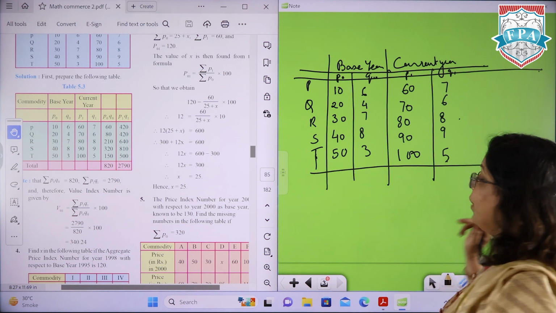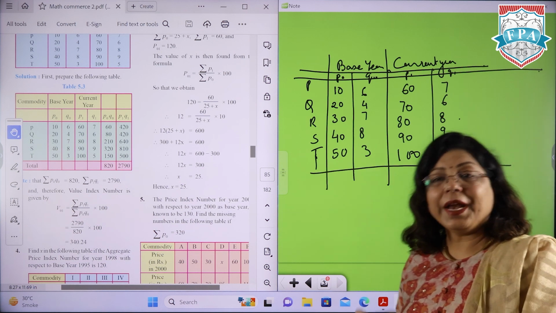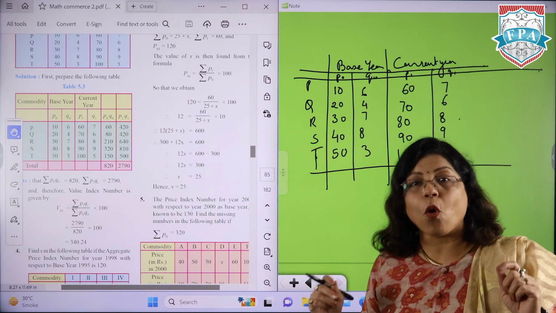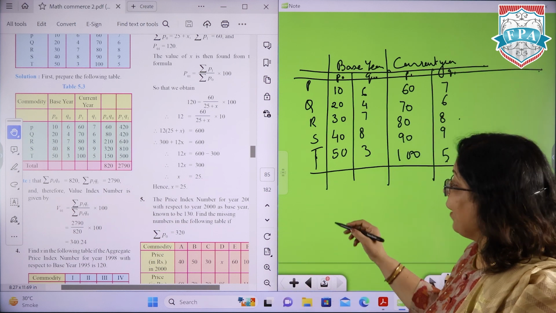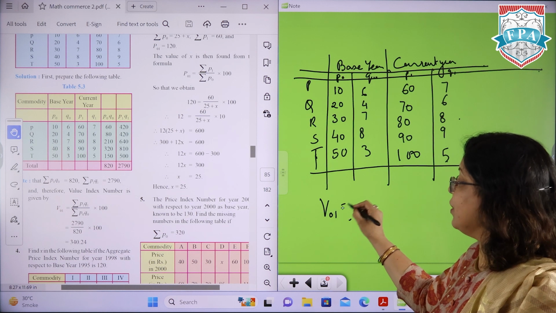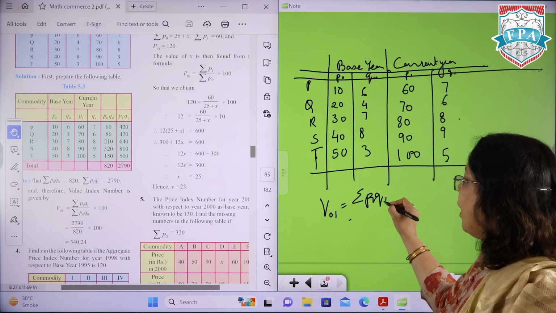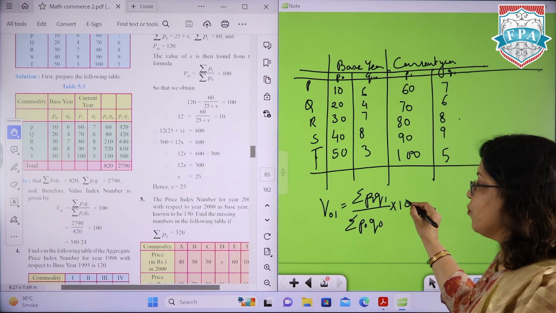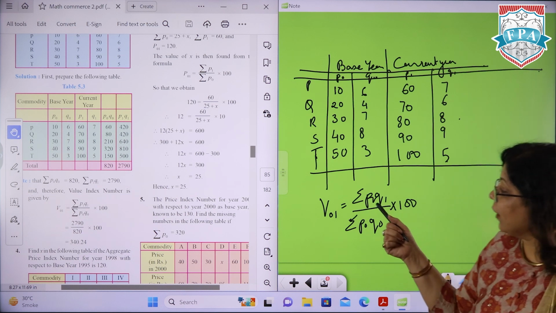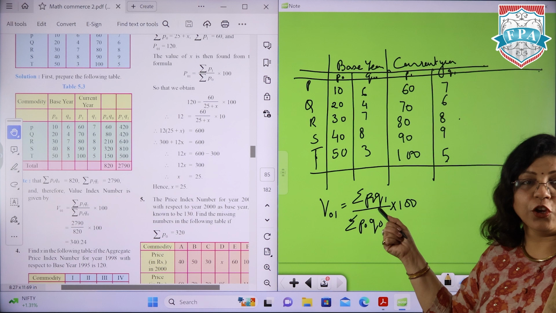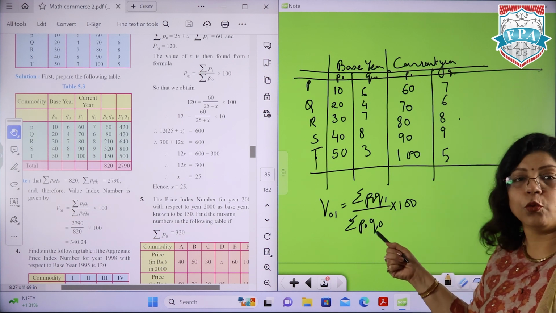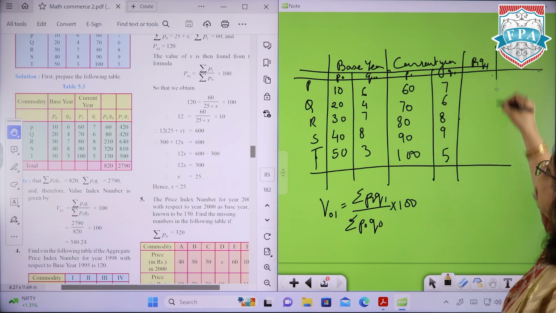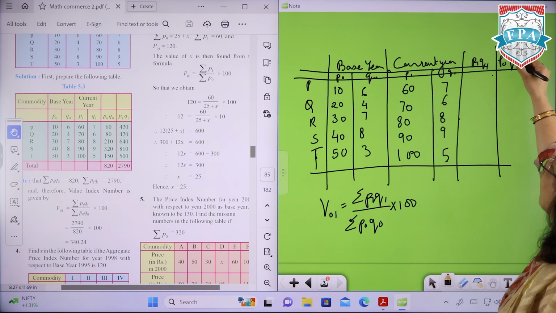So when we have this, your next step should be writing the formula. When you write the formula in any statistical question, it helps you in knowing how many columns are required over there. So when we write the formula, if we have to find out value index, V01 is sigma P1 Q1 upon sigma P0 Q0 multiplied by 100, as it is a percentage based thing. So now I know that we have to find one column which is P1 Q1 and one column which is P0 Q0. So let's calculate the column P1 Q1 and then calculate P0 Q0.